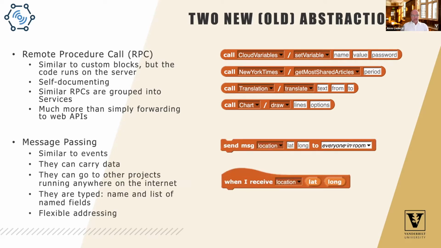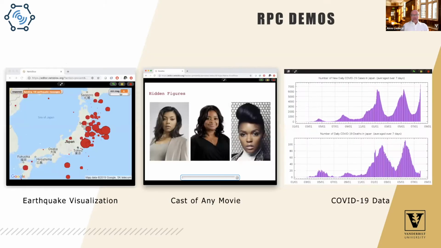So RPCs are one of the abstractions, and there is a single block, the call block, and then the second abstraction is message passing. They are similar to events, right? So the send message is like a broadcast, but it also contains data, okay? So it has a name just like events, but you can also provide additional named fields that are data. And then also the big difference is that it doesn't stay inside the project. You can send the message to any running NetsBlox project anywhere on the internet. And of course, the when I receive block is the counterpart, and those data fields show up as variables.